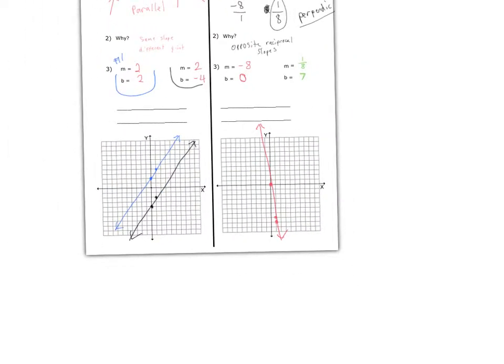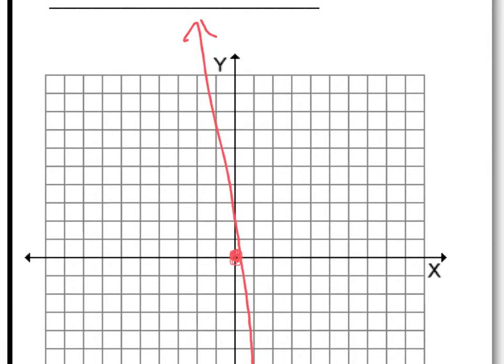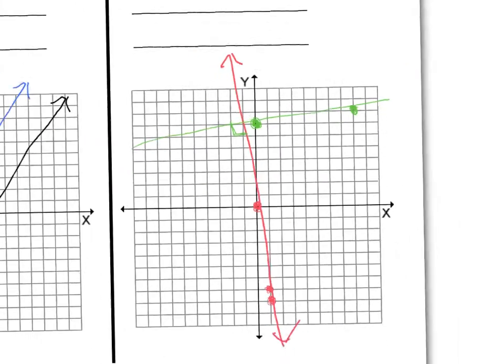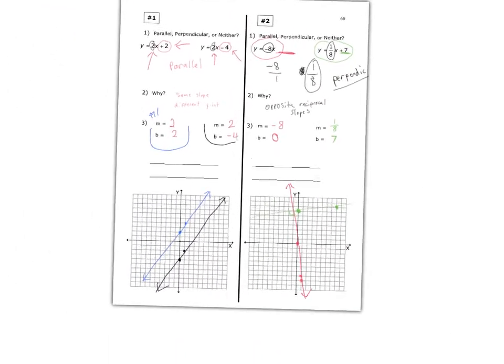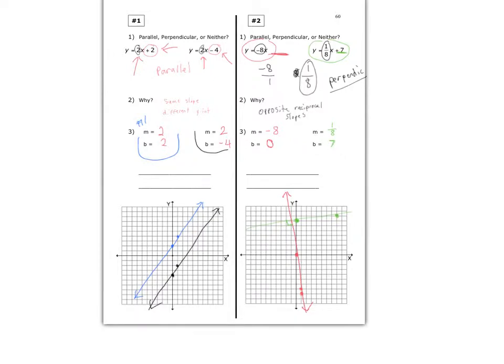Okay, so there's our first one, and our second one had a y-intercept of 7. So y-intercept of 7, 1, 2, 3, 4, 5, 6, 7. And a slope of 1/8. So we're going to go up 1 and over 8 and plot our point. And then, of course, you can draw your line. Okay, so you'll notice these are perpendicular, so there should be a 90-degree angle between those two lines. Okay, so here's two examples of parallel, perpendicular, or neither.